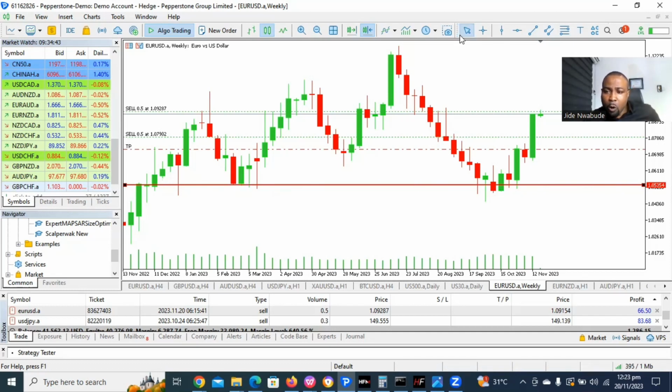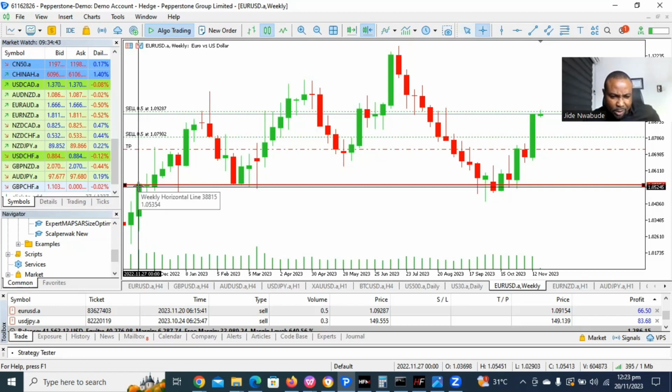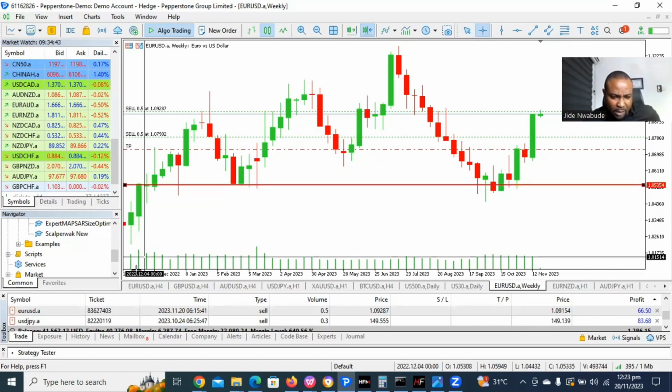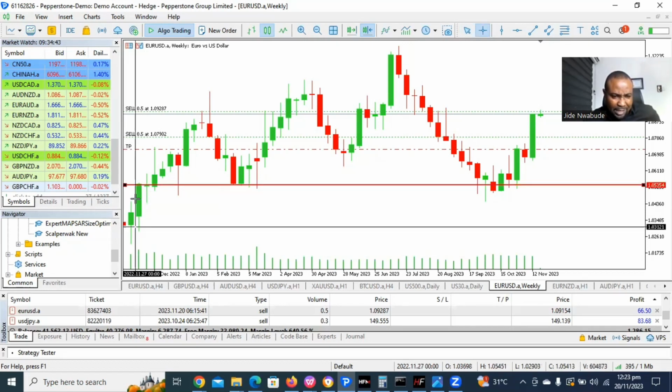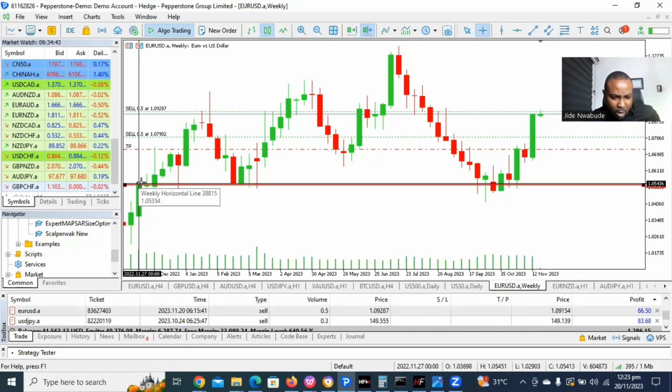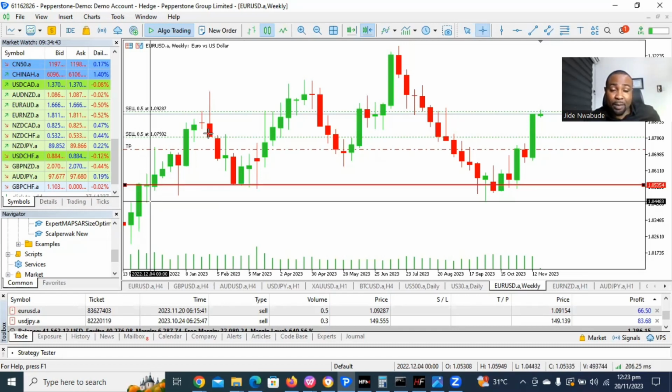And I can go back to history to let you know. Look at it. The last time price broke here was in 2022, in November 27 precisely. Now, if you see my crosshair below, you see the information here. So the last time price got here was in November 27th. That was when price broke. Since then, price has not been able to break down.